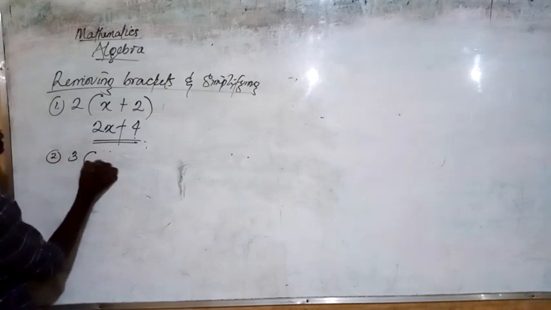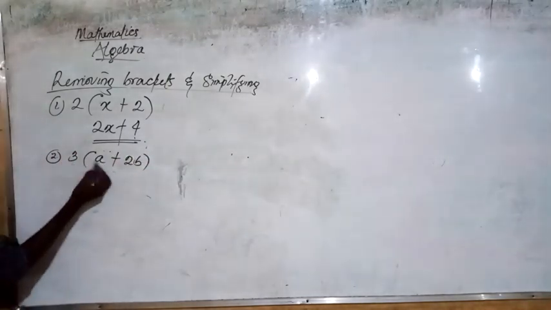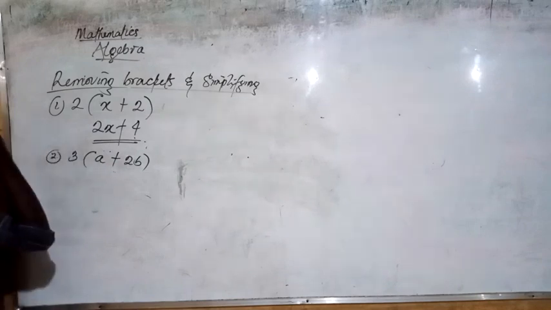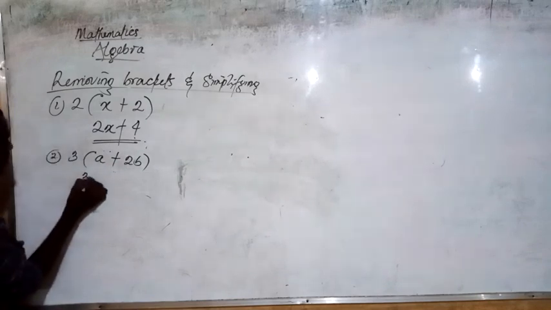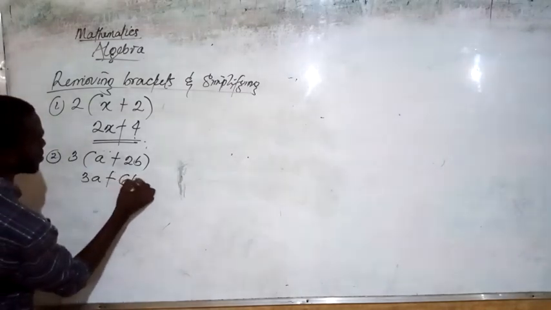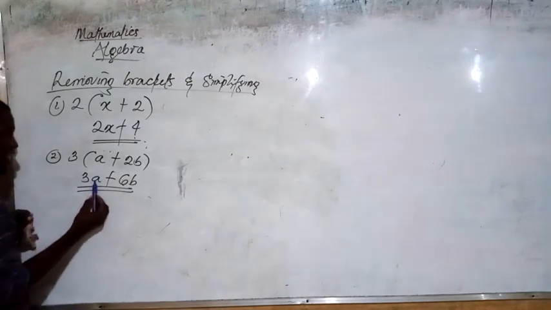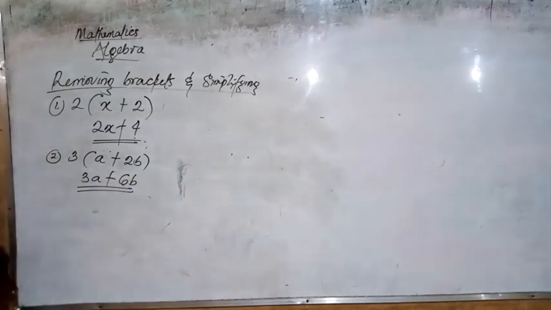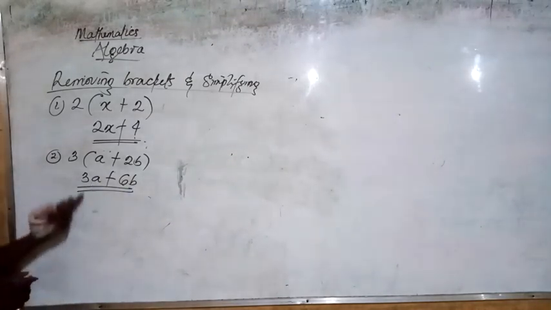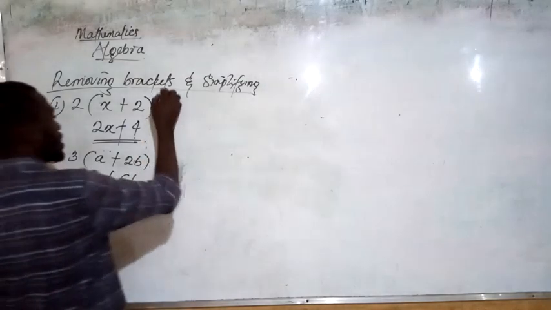We have 3 into bracket a plus 2b, for example. 3 is going to open the bracket. We have 3 times a is going to be 3a plus 3 times 2b is going to be 6b, and that is our answer. Why? Because a and b do not mix. They are not the same. It's just like looking at apples and bananas. Of course, they are not the same, so they cannot mix.